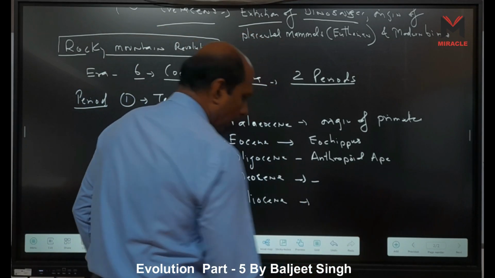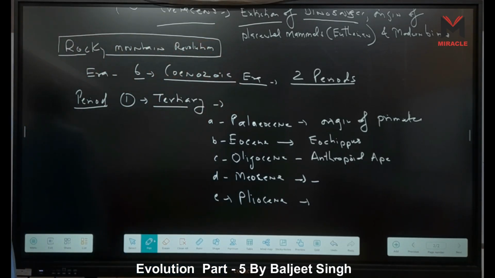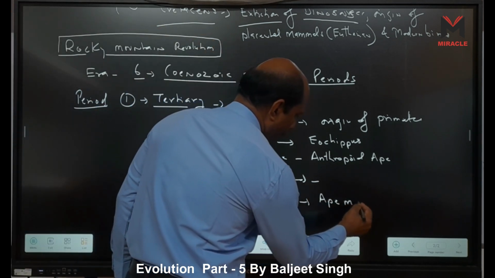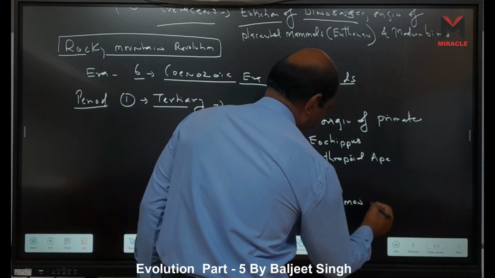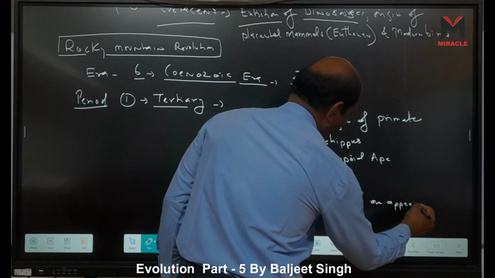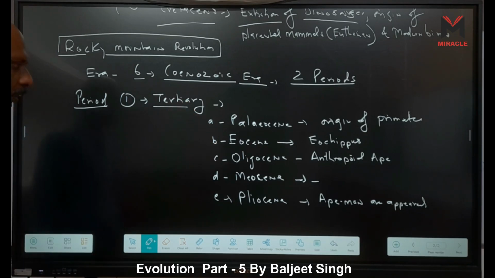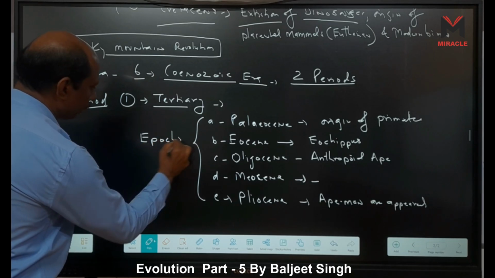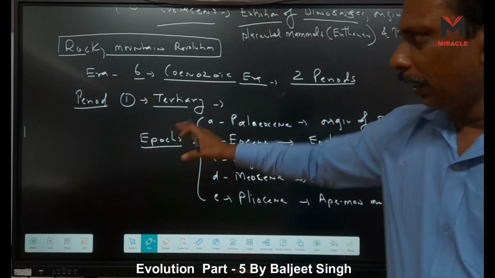And in the last, Pliocene, what happens? Here our ape-like humans appeared. Ape-men are formed. Ape-men means Australopithecus, the ape-men appeared or originated. So these are our five epochs, E-P-O-C-H, epochs. You understand?